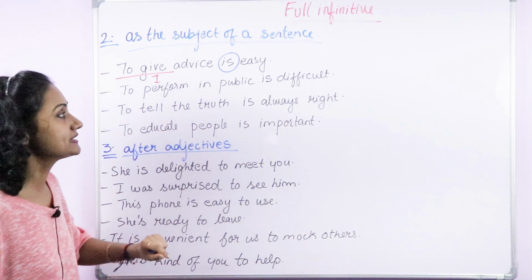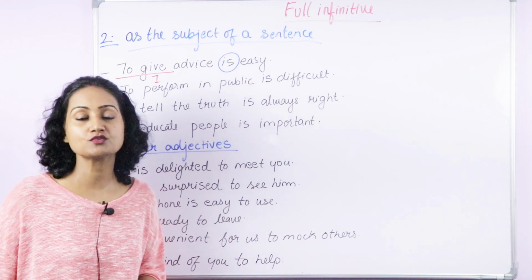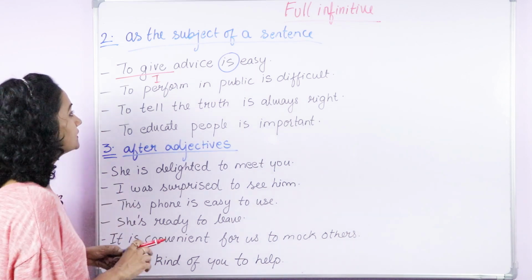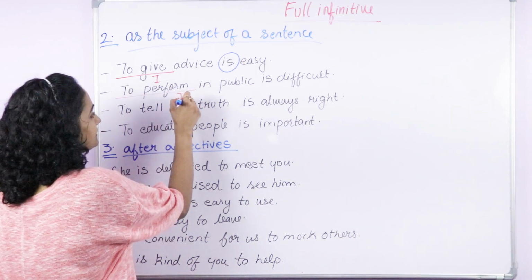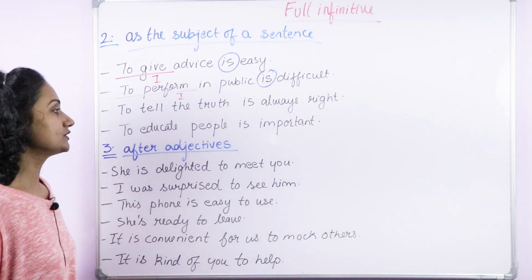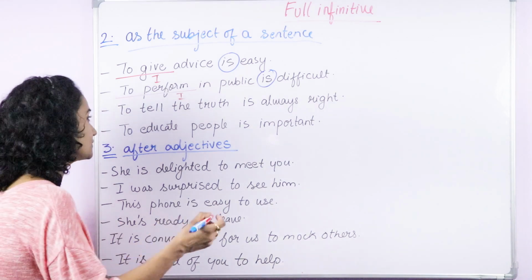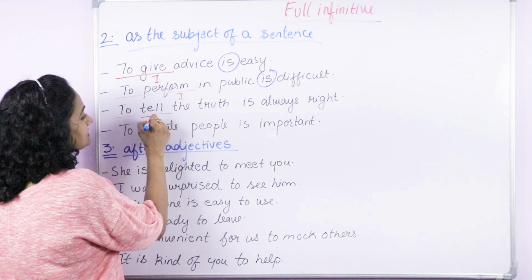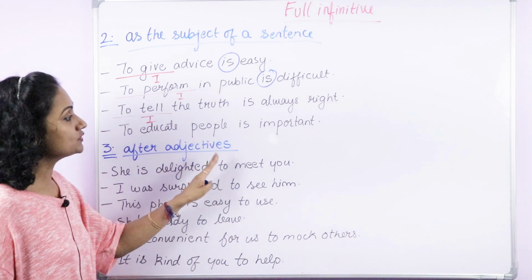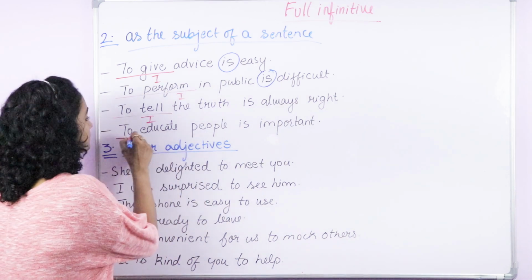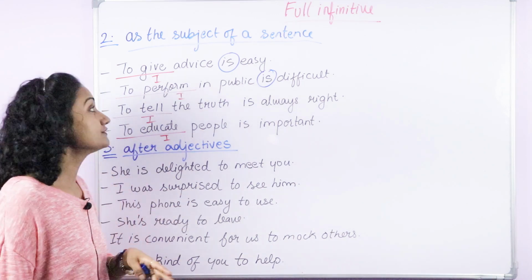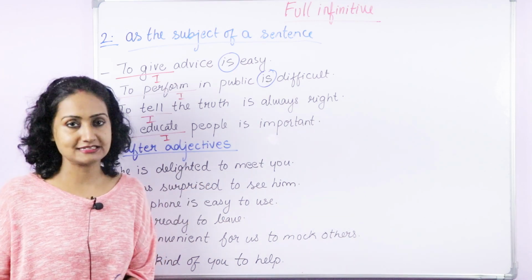To perform in public is difficult. So again, what are we talking about? We are talking about to perform in public. So what is difficult? To perform in public. So here to perform is an infinitive and the main verb is again is. To tell the truth is always right. So we are talking about to tell the truth. So this is an infinitive and it's a subject because this is what we are talking about. To educate people is important. So to educate is an infinitive. So this way we use the full infinitive as the subject of a sentence.